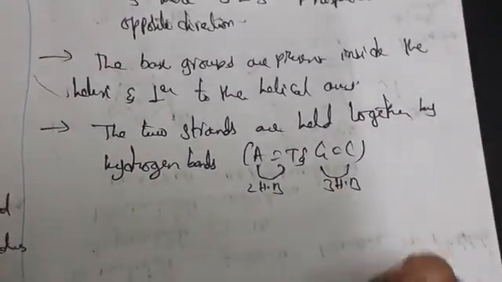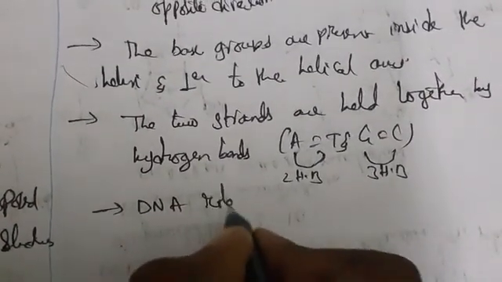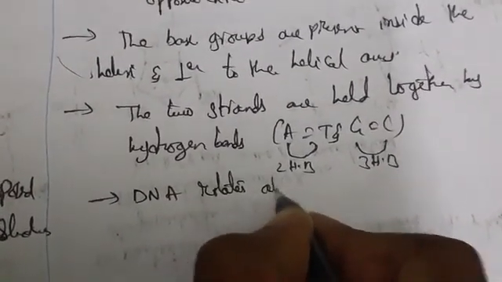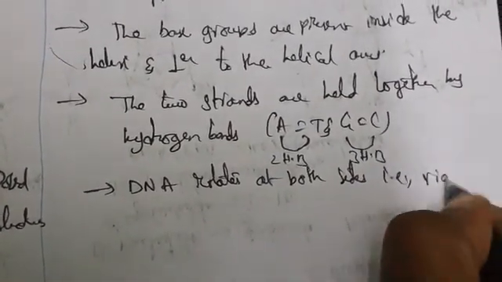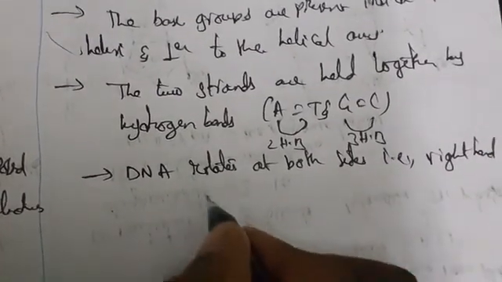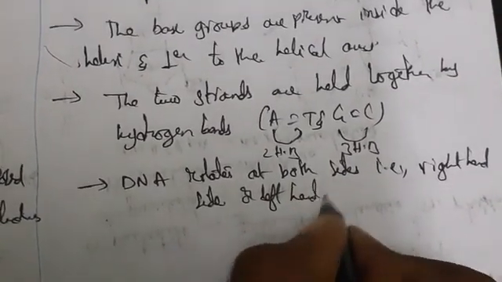The right hand helix is more stable, which is why we call it the B conformation. DNA rotates at both sides, that is, right hand side or left hand side. So the right hand helix is more stable, that's why we call it B conformation. Now let us see the diagram.